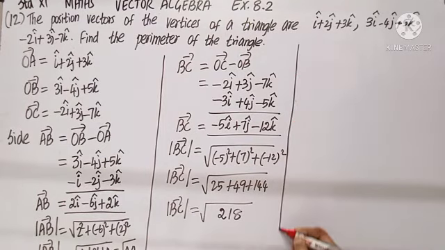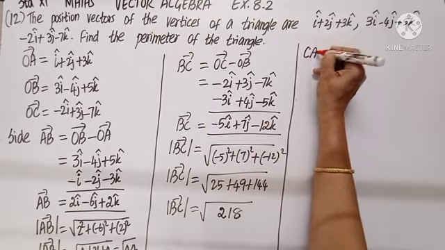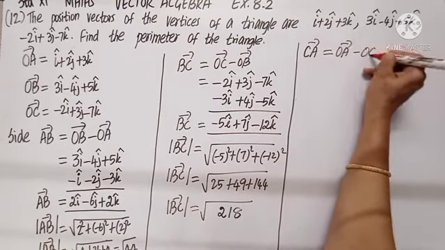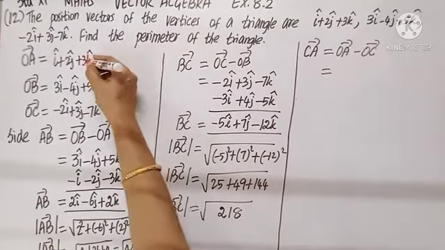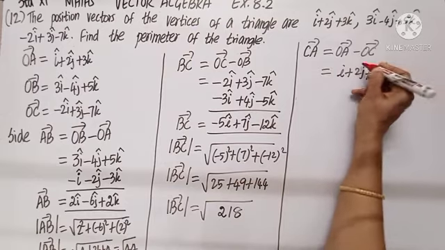We proceed on to find the third side, that is CA vector. CA vector is OA minus OC. OA, as I read from here, it is i plus 2j plus 3k.